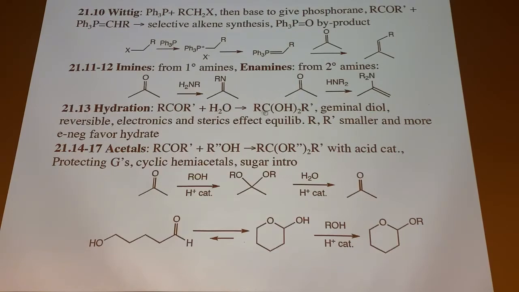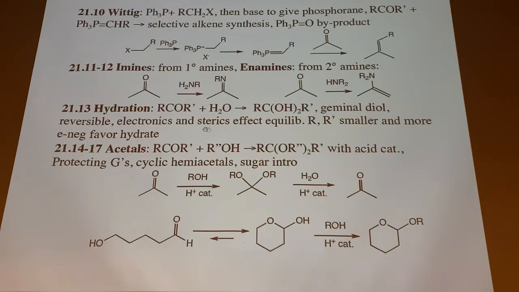And if you try to isolate a gem diol, normally it just goes right back to the ketone and liberates water, okay? And that's because of the carbonyl resonance and the entropy effect. It wants to lose an equivalent of water and get that extra entropy, that extra randomness, and go back to the carbonyl, okay? But there are some effects here. If it's an electronegative R group here, it can actually be stabilized toward the geminal diol.